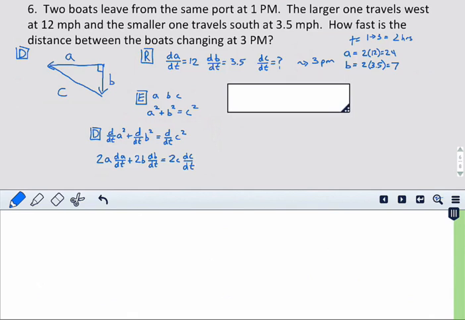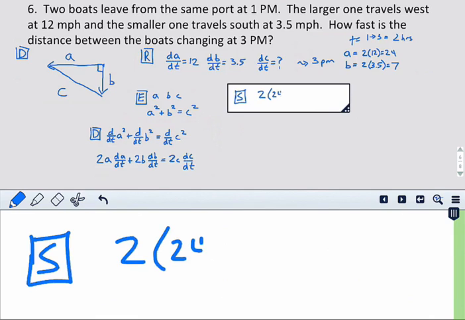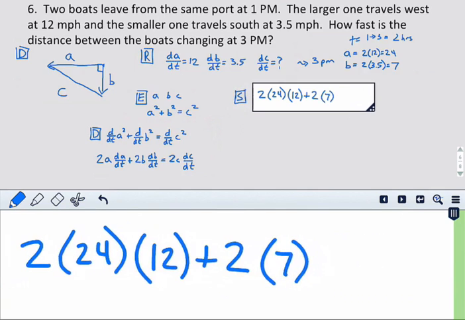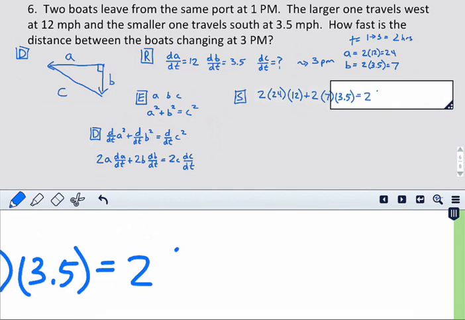Now we can go ahead and substitute. So we've already determined that after 2 hours, A was going to be 24. So we'll have 2 times 24. And that's traveling 12 miles an hour, so dA over dt is 12. And then we also determined that B was 7 miles, and dB over dt is going to be 3.5. And that's going to equal 2 times C.